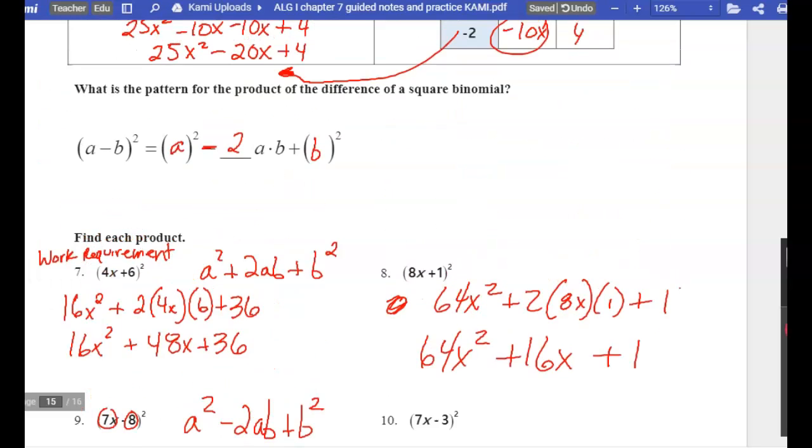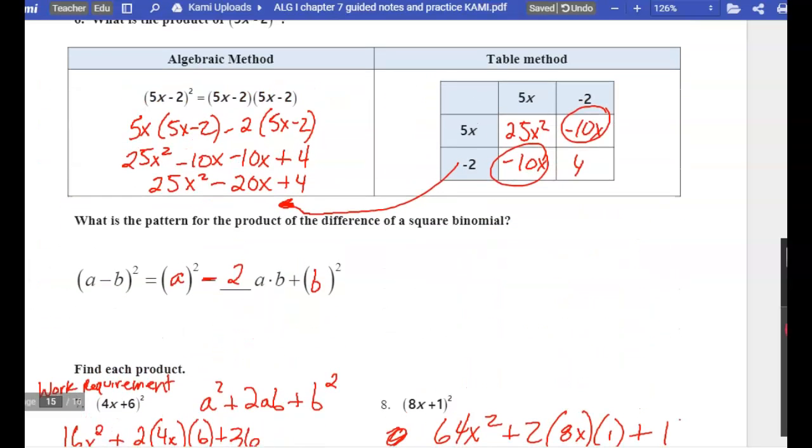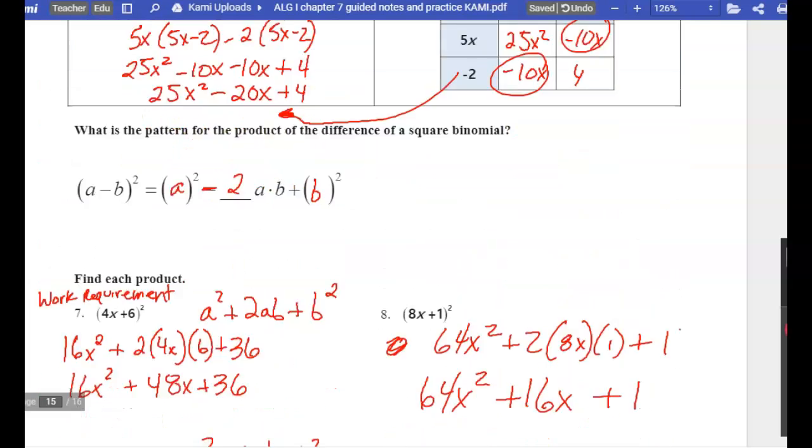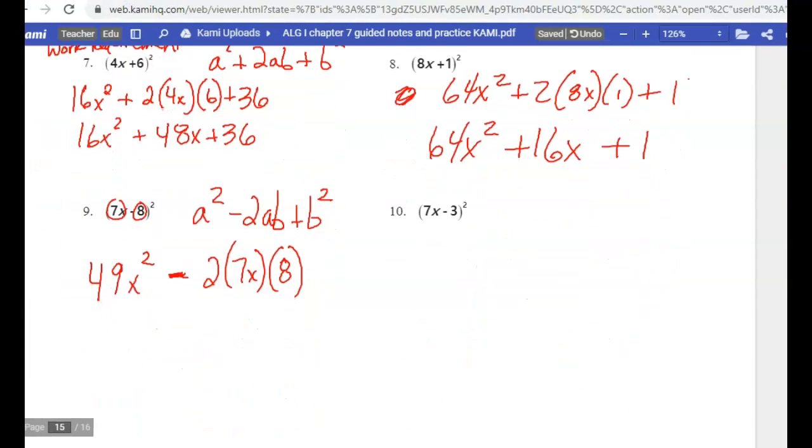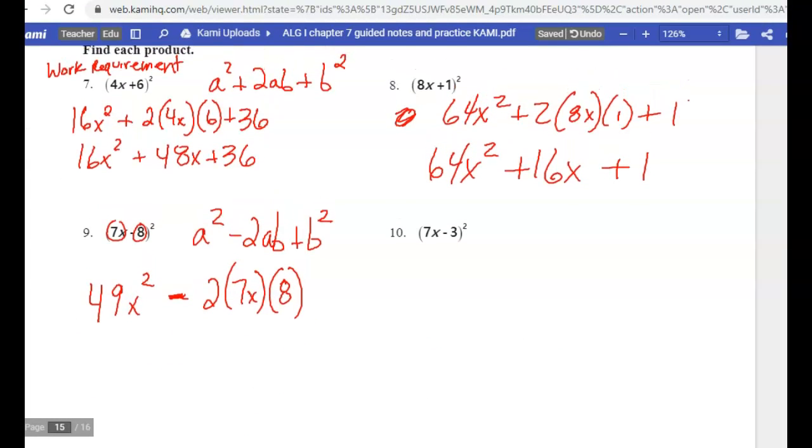Because remember, if we go back up here, your answer is a minus something. So in this case, we would want, and then we add the b squared. So 8 times 8 is 64. Or negative 8 times negative 8 is 64 actually in this one. So we have to subtract it, and that's where that negative is.